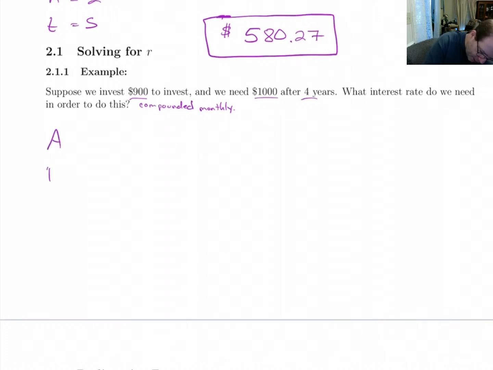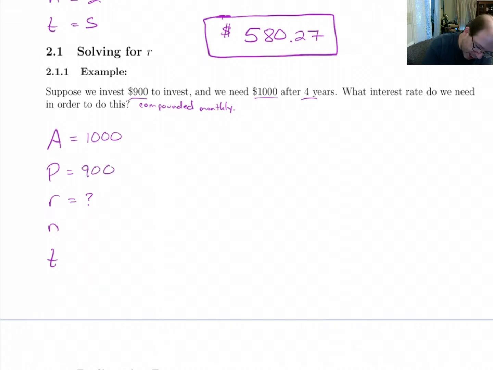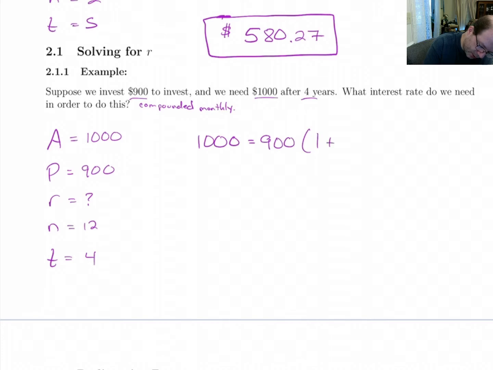We've got A, P, R, N, T. In this case, the thing we're trying to solve for is R. Our accumulated amount, we want it to go to 1,000. We want our principal to be 900. N is 12 and T is 4. So if I plug into my equation, A equals P times (1 plus R over N) raised to the NT.